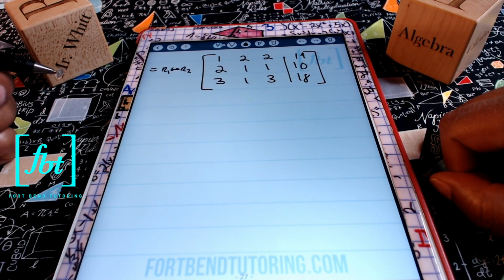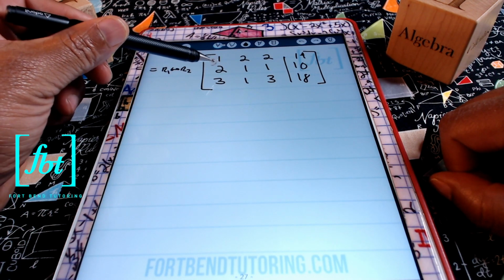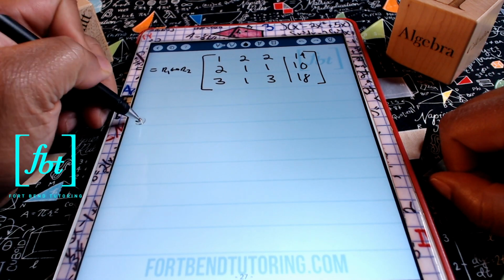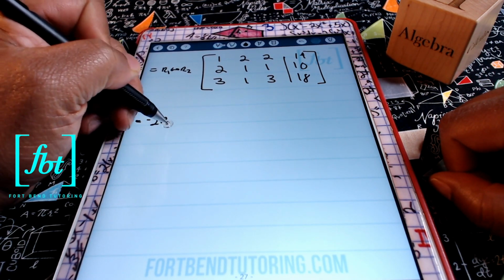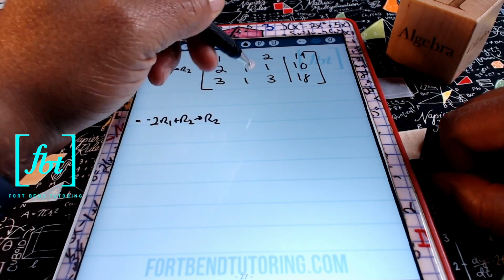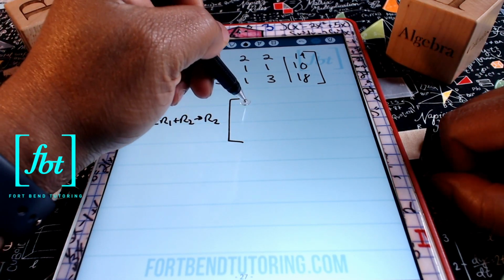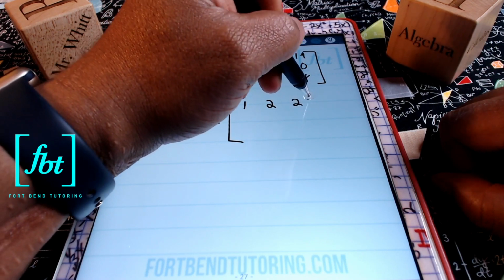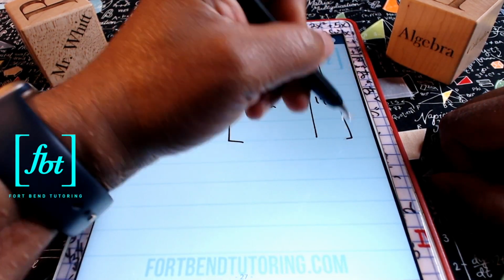For my next step, I'm going to want a 0 where the 2 in the second row is. So I'll be multiplying -2 times row 1 and adding it to row 2, putting the result in row 2. That means that my first and third row don't change one bit. All right, they won't change.